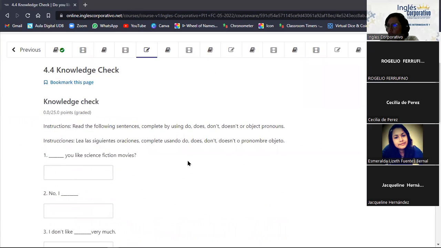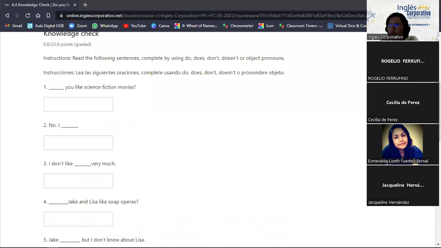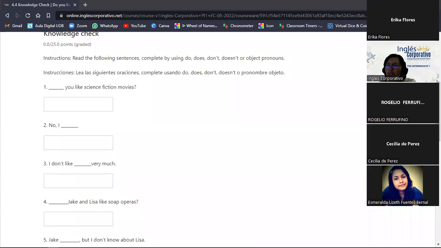Okay. 4.4, let's check acá. ¿Cuál es con la que tiene problema? Dígame, Erika. ¿El numeral 3? Number 3. Ajá. ¿Cuál es el problema que tiene con number 3? No encuentro la respuesta adecuada. Sí, las primeras dos me salen bien, pero ya la tercera ya no.